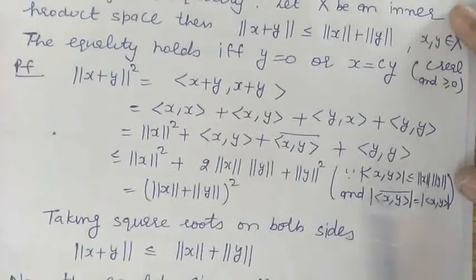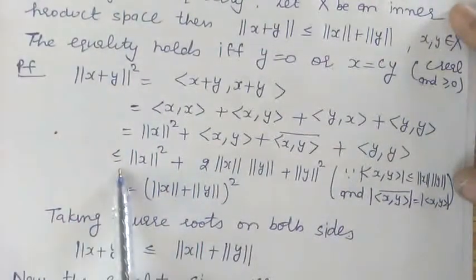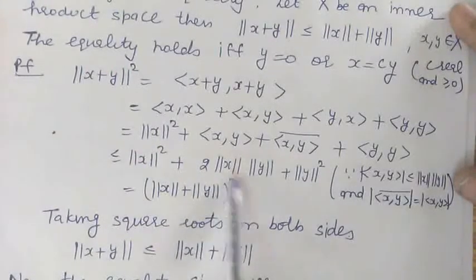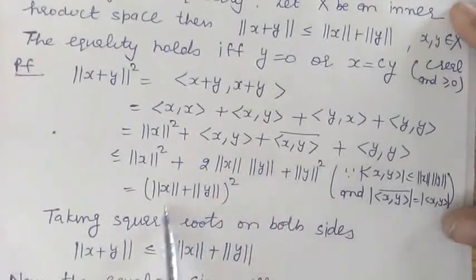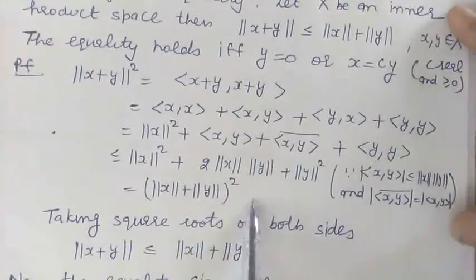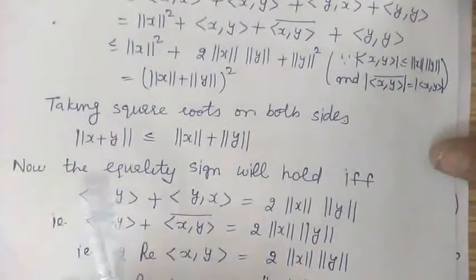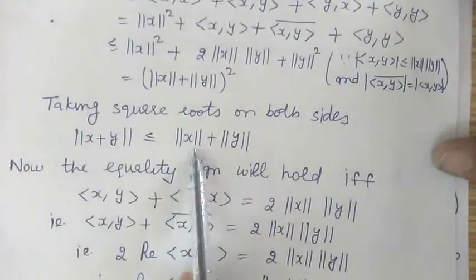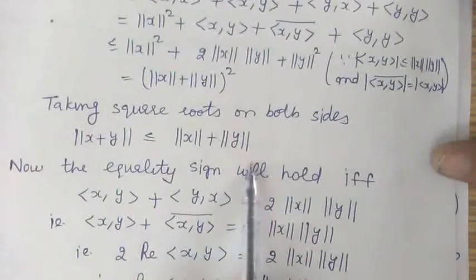So using two results here, ||x + y||² is less than or equal to ||x||² + 2||x|| ||y|| + ||y||². Now this expression is (||x|| + ||y||)². Let us take the positive square root on both sides. So we get ||x + y|| is less than or equal to ||x|| + ||y||. So this proves the triangle inequality.